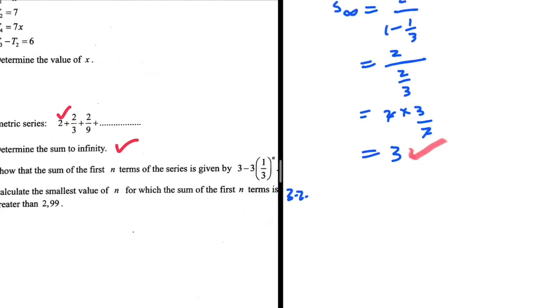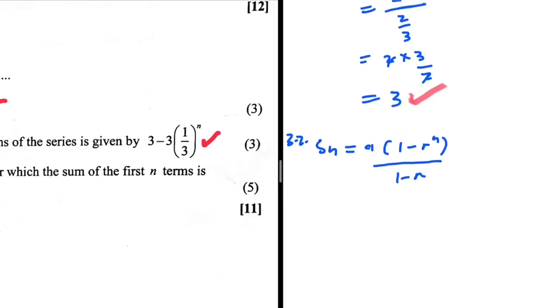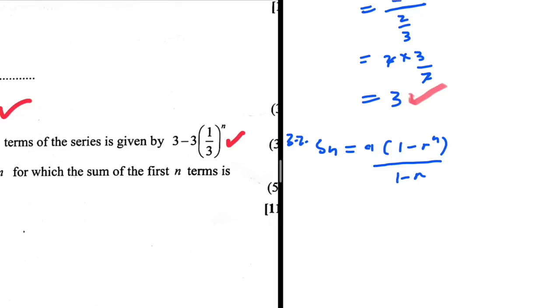Show that the sum of the first n terms of the series is given by this expression. Well, we will see how we can get there. Let's start with the basics. Sn is equal to a multiplied by 1 minus r to the power n divided by 1 minus r. Okay, r is less than 1. So we are interested in the sum of n terms. Not the sum of any specific number of n, but just the general formula for the sum of n terms. So a, we already know that a is 2.